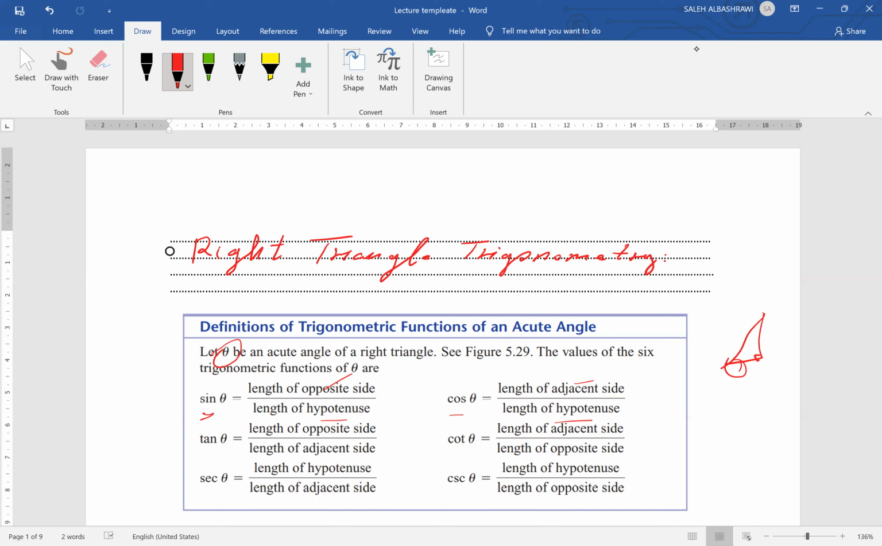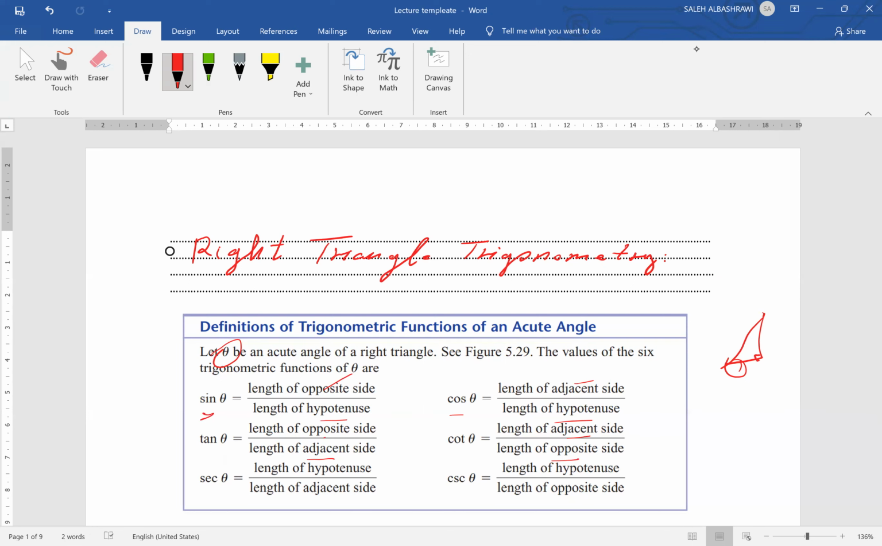Tangent is equal to the opposite divided by the adjacent, and cotangent is equal to the adjacent divided by the opposite. Secant is equal to the hypotenuse divided by the adjacent, and cosecant is equal to the hypotenuse divided by the opposite. These are the 6 trigonometric functions.